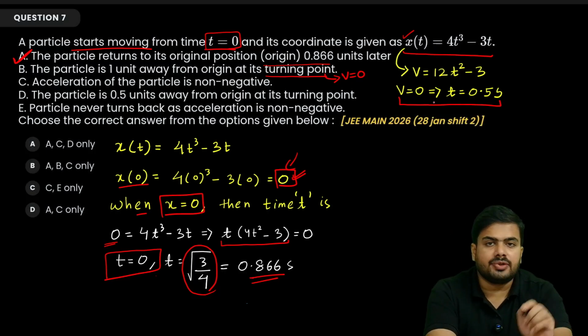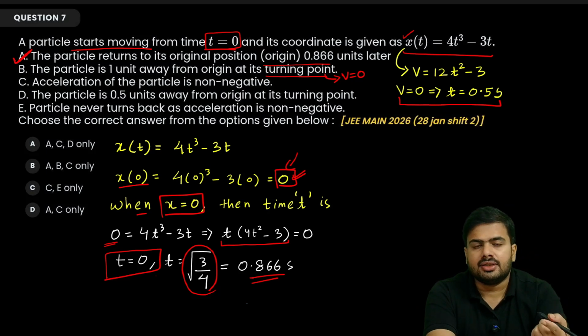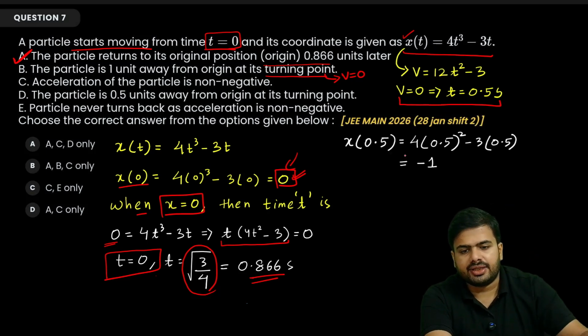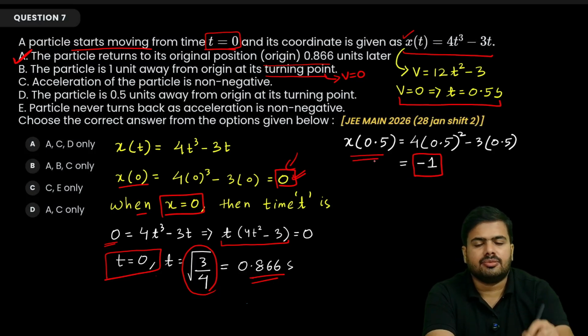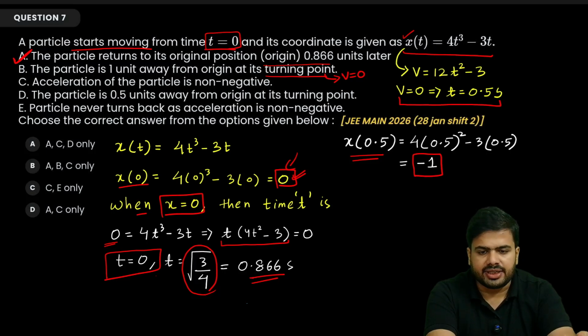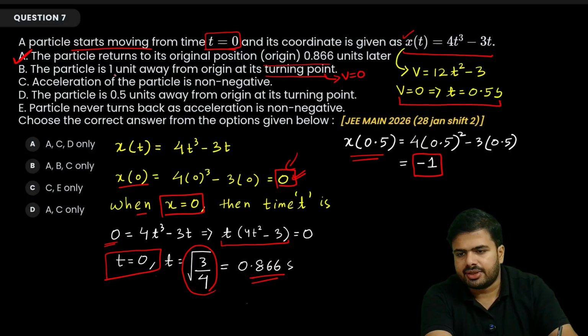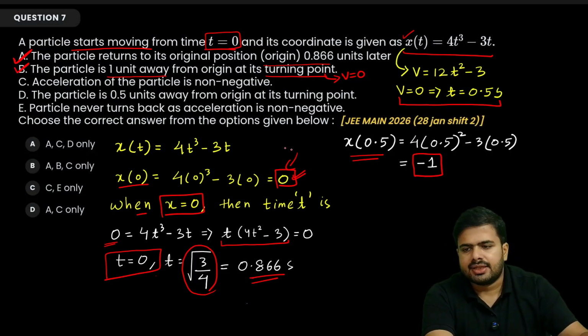So again I have to put this 0.5 time in the displacement equation. Then I am getting this as minus 1. The displacement, or the position, at 0.5 I am getting as minus 1. So here the magnitude they have given, the particle is 1 unit away. So this is also correct. The particle is 1 unit away from the origin. Second statement is also correct.